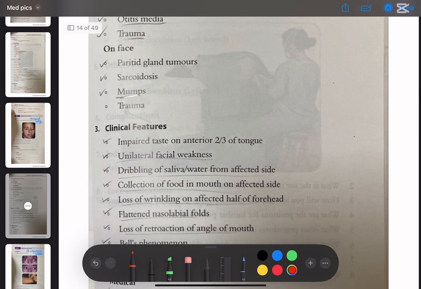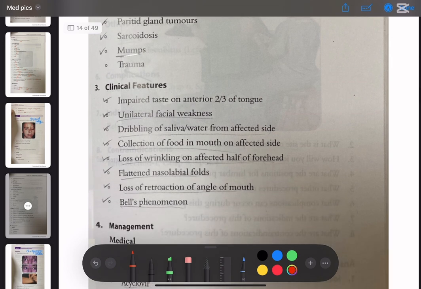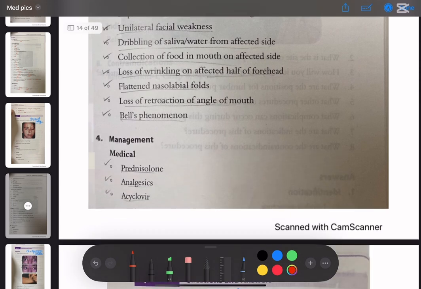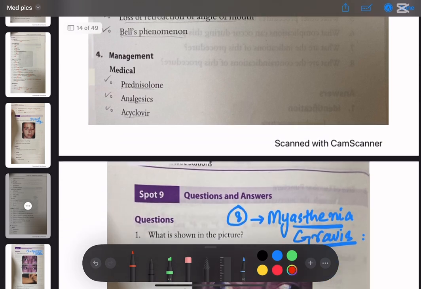And the clinical features are impaired taste on the anterior two-thirds of the tongue, unilateral facial weakness, dribbling of the saliva or water from the affected side, loss of wrinkling on the affected half of the forehead, flattened nasolabial folds, loss of retraction of the angle of the mouth, and Bell's phenomenon. Now the management options are medical, which is prednisolone, analgesia, and acyclovir.